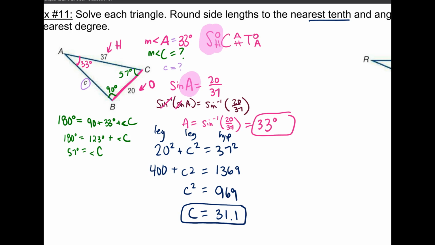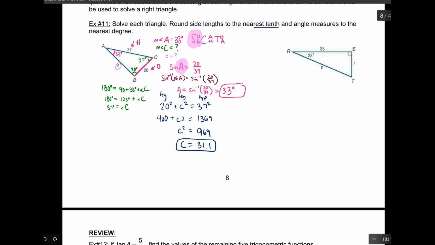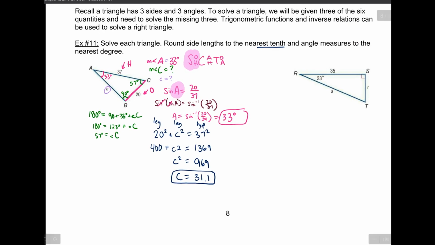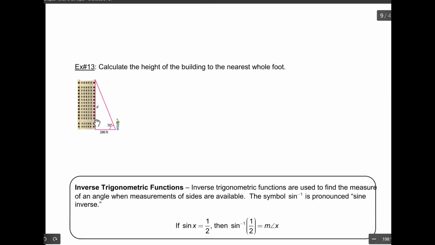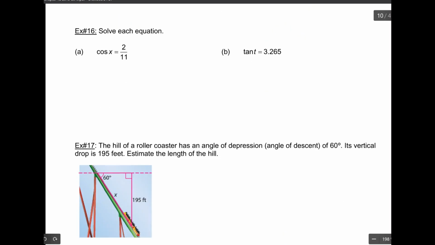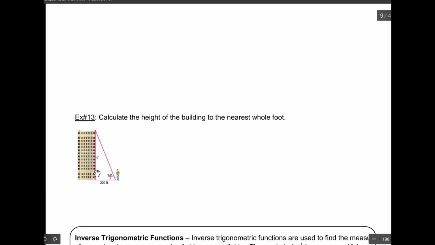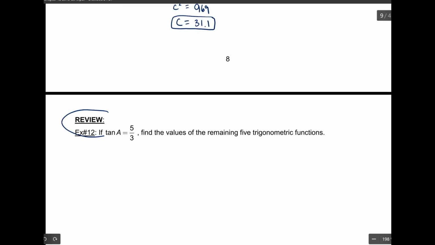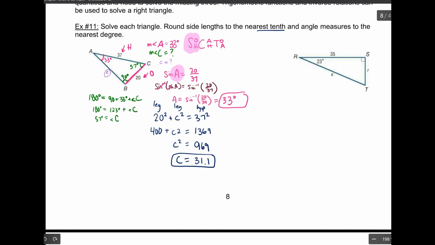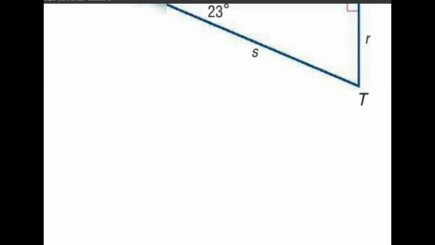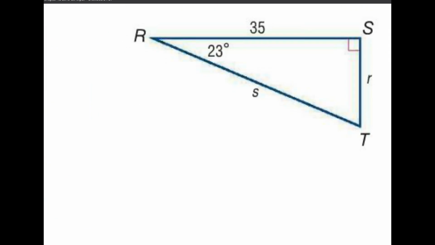All right. So we could do B, but this is exactly where I wanted to stop, more or less, because the stuff below is review. This is just going over the exact same thing we just went through. So let's go over the second triangle.